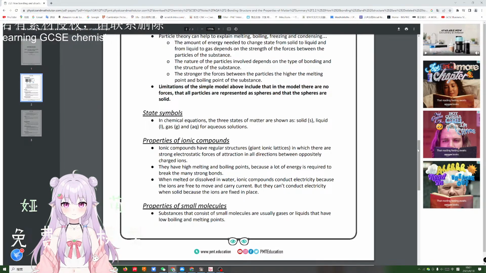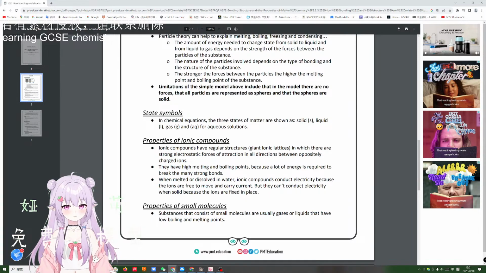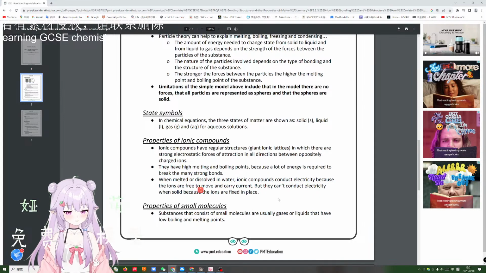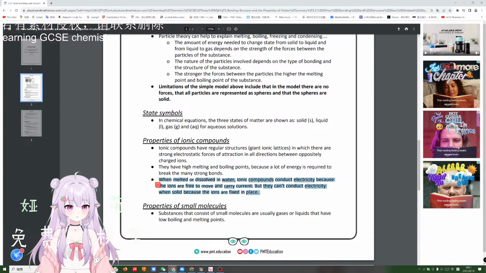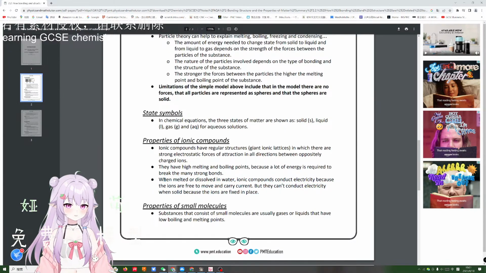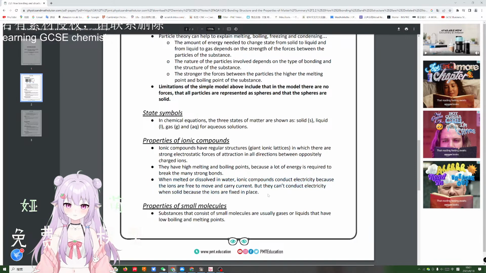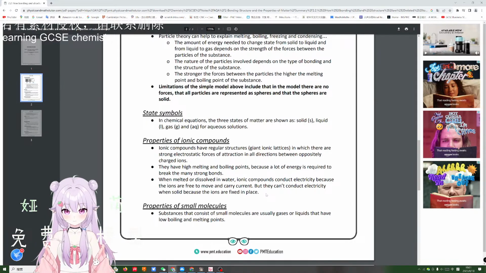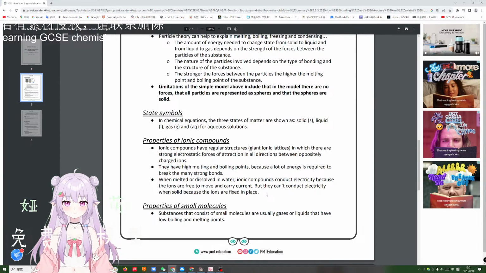And we also have that they conduct electricity when dissolved in water or melted, because now they have free ions which can carry charges. The charged particles can carry charge and current. So you can say they conduct electricity when melted or dissolved in solutions.